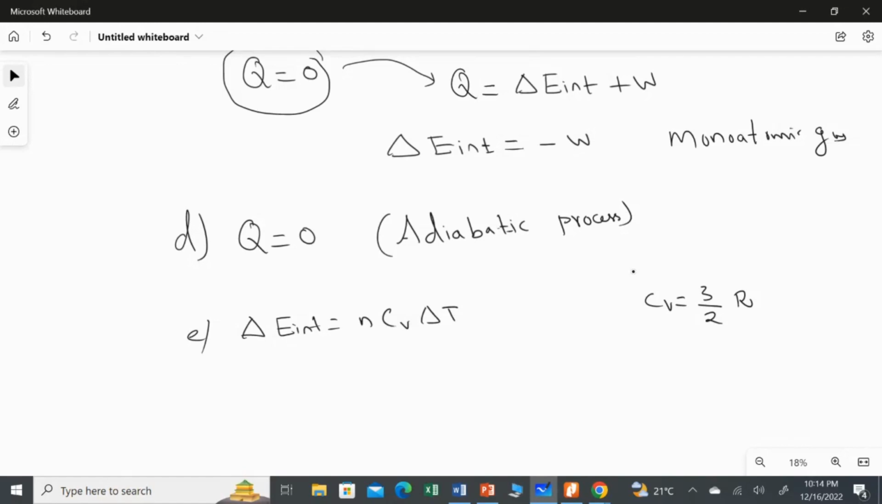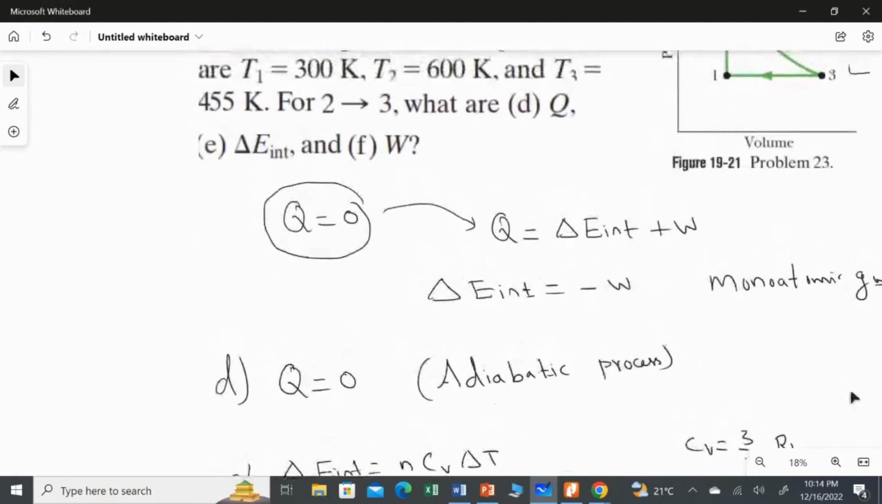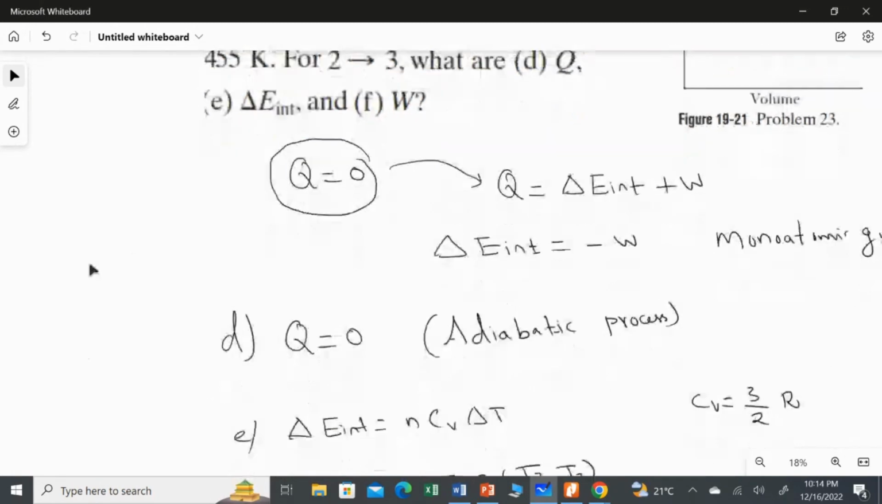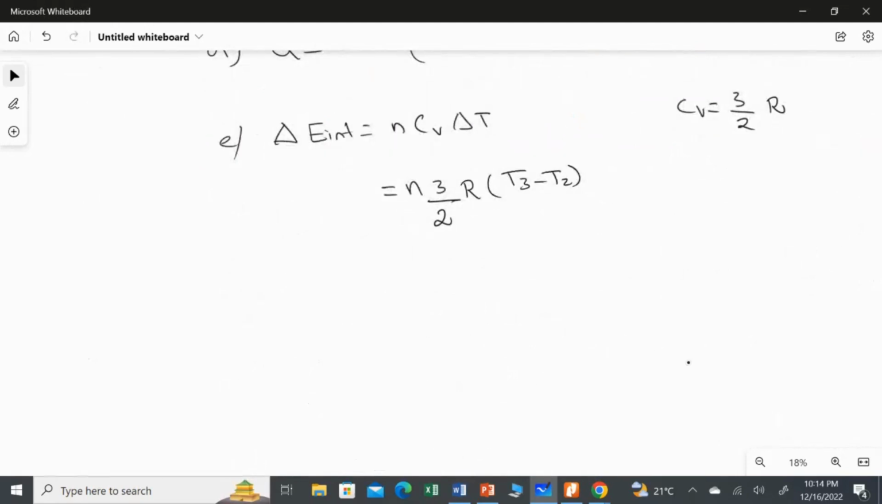So now I'm going to substitute the value of Cv here. By that, this equation will become n multiplied by 3 over 2 times R multiplied with T3 minus T2. Now I'm going to substitute the value, and the temperatures information is already given. T1 300, T2 600 and T3 455. So better I can write the temperature here. So T1, which is equal to 300 Kelvin, and T2 takes the value of 600 Kelvin, and T3 is equal to 455 Kelvin, right?